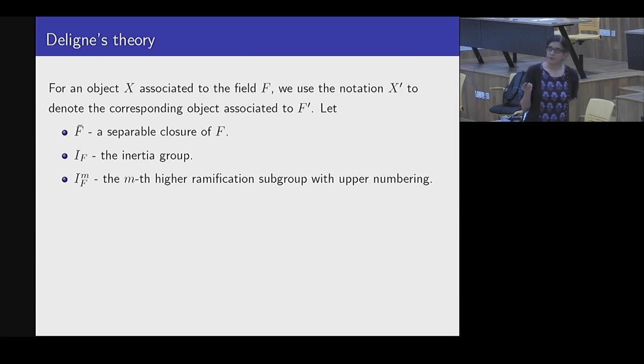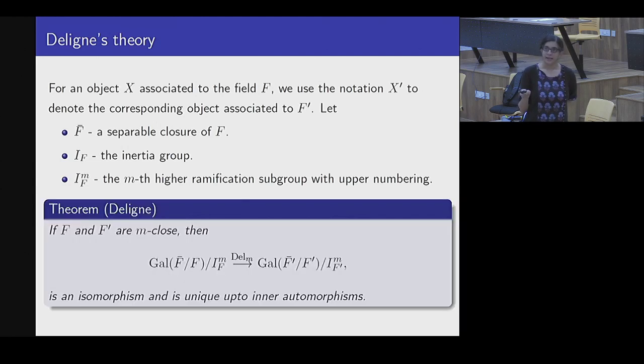I'll use this notation consistently. Given an object associated to a field F, for the corresponding object over F', I will use the notation X'. F-bar is a fixed separable closure of F, and I_F is the inertia group. We looked at these things earlier, but I_F^m is the m-th higher ramification subgroup of I_F with upper numbering. The theorem of Deligne is the following. If the fields F and F' are m-close, then the Galois group of F-bar over F modulo I_F^m is isomorphic to the corresponding Galois group over the other field modulo I_F'^m.